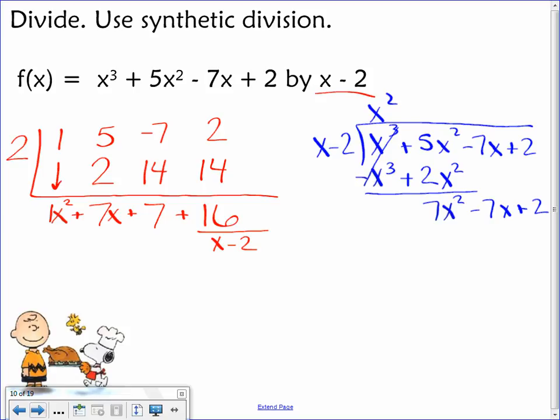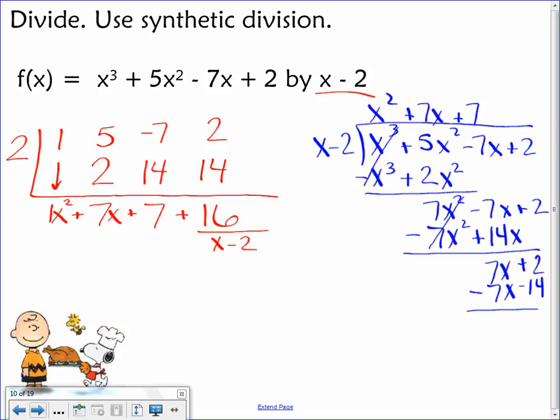Then we start it again. What do you multiply x to get 7x squared? 7x. Multiply, you get 7x squared. Multiply, negative 14x. Some of these numbers looking familiar as you go through? That gives me 7x plus 2. Start again. What do you multiply x to get 7x? Multiply, 7x minus 14. Change your signs. 16 is my remainder.